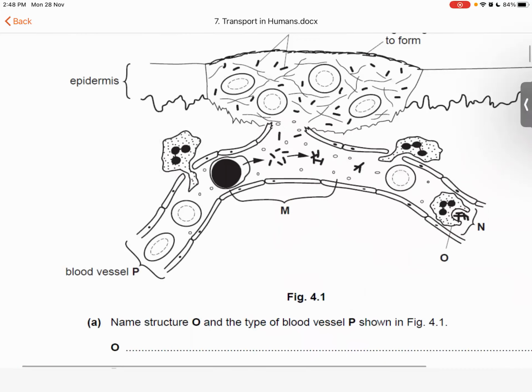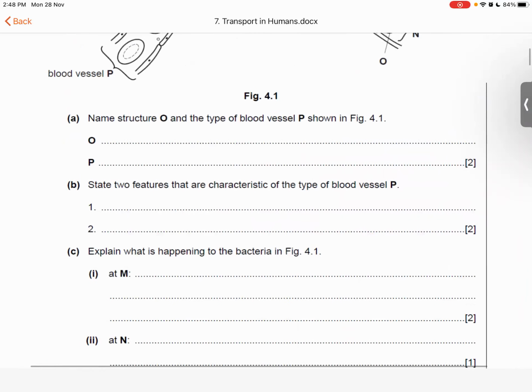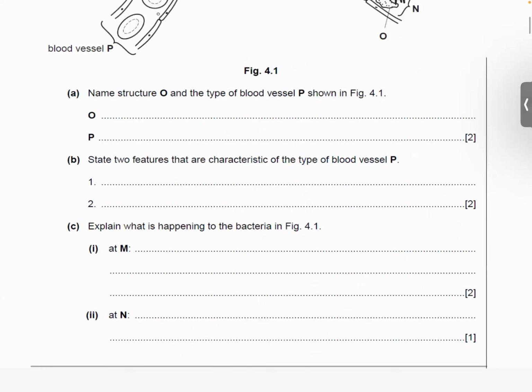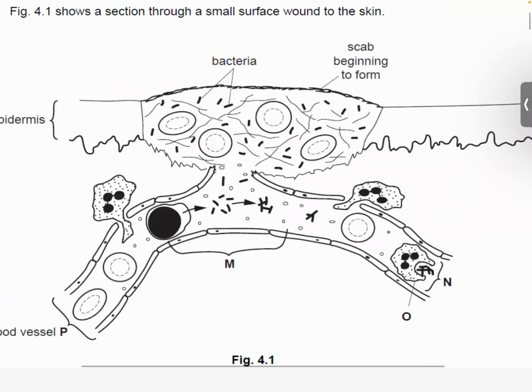Explain what is happening to the bacteria in figure 4.1 at M and at N. You can see a position M and a position N. I'm giving you 2 to 3 minutes. Don't say anything right now. See what is happening.